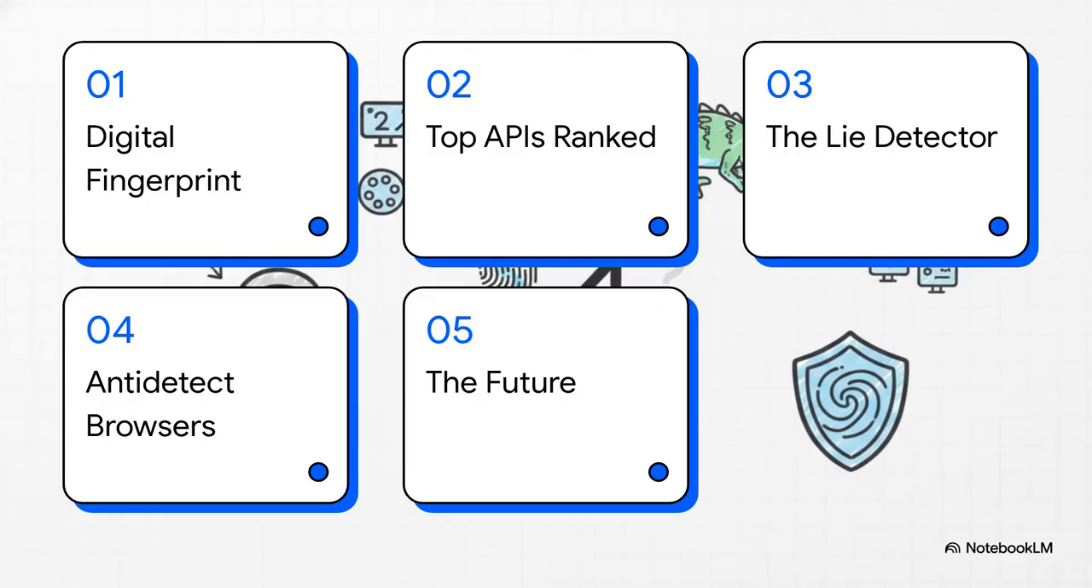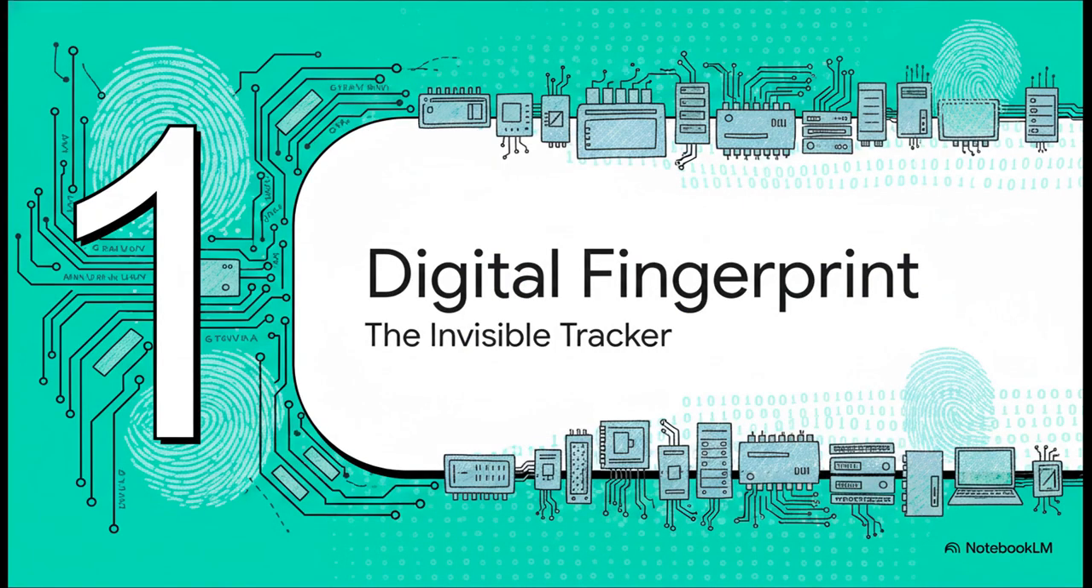So, here's our roadmap for this explainer. First, we'll map out the invisible digital fingerprint itself. Then, we'll rank the top fingerprinting APIs, take a look at the ultimate lie detector, see exactly how anti-detect browsers actually defend against this stuff, and finally, we'll peek into the future of fingerprinting. Okay, part 1, the invisible digital fingerprint. Let's set the stage and look at how your own hardware is basically betraying your identity.